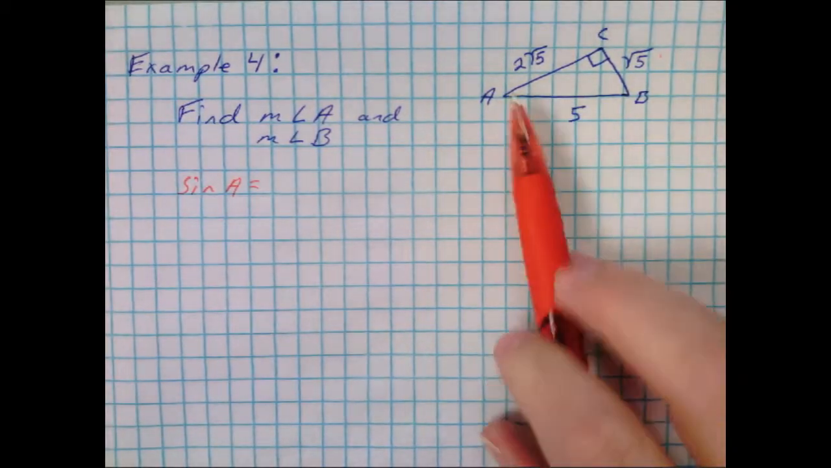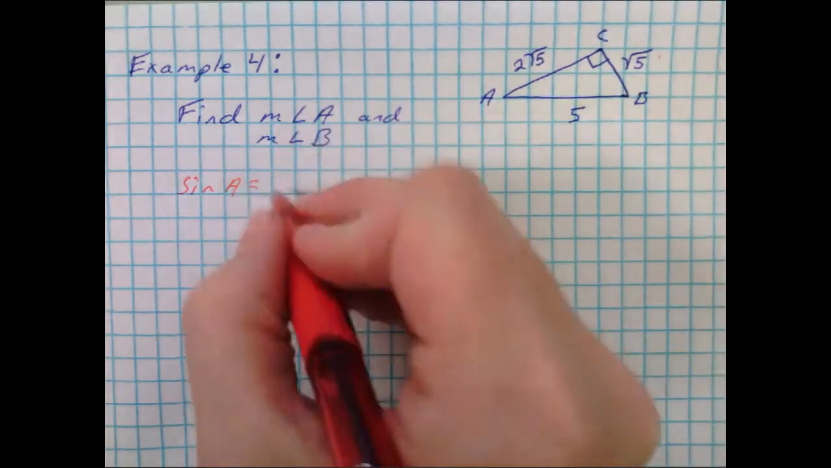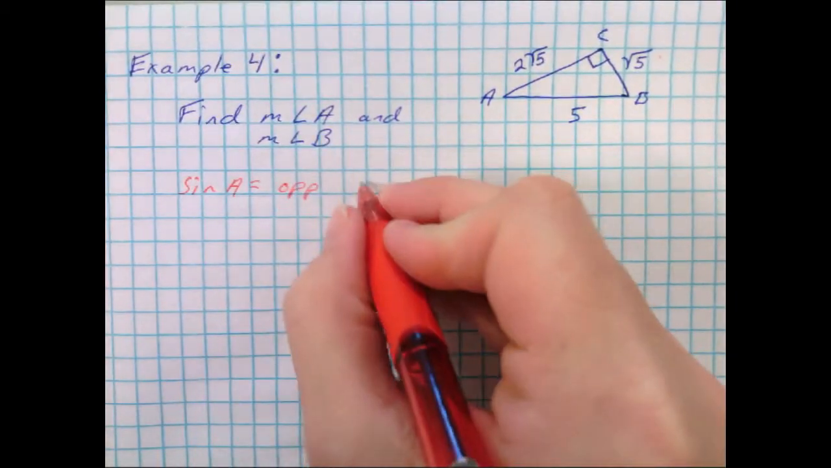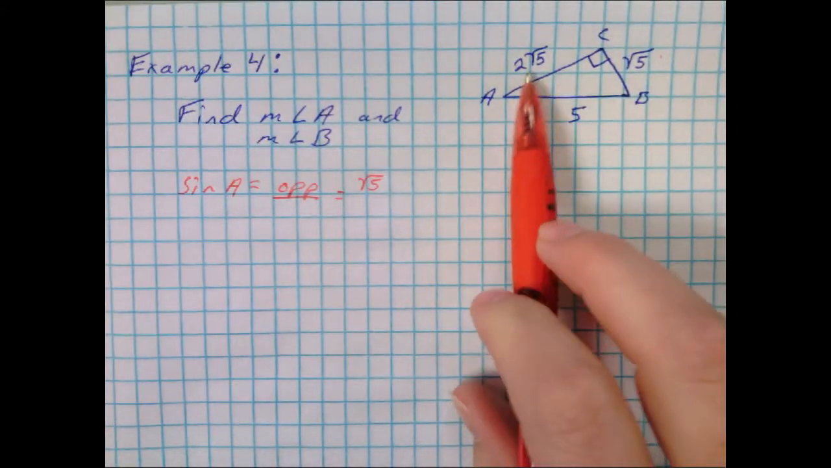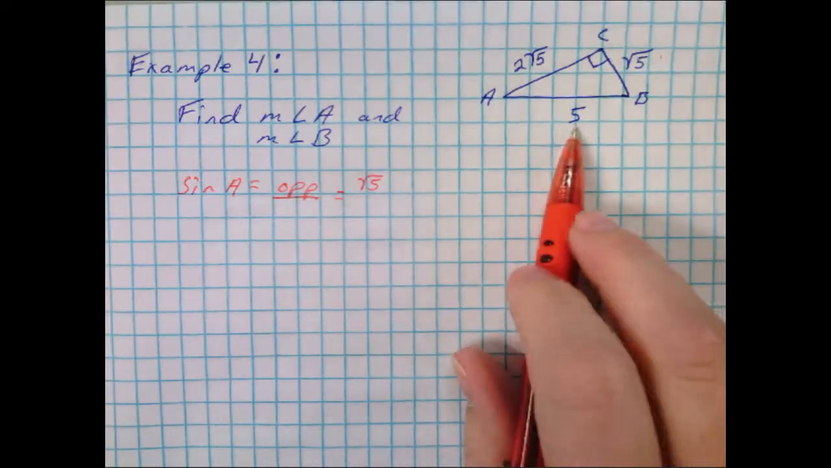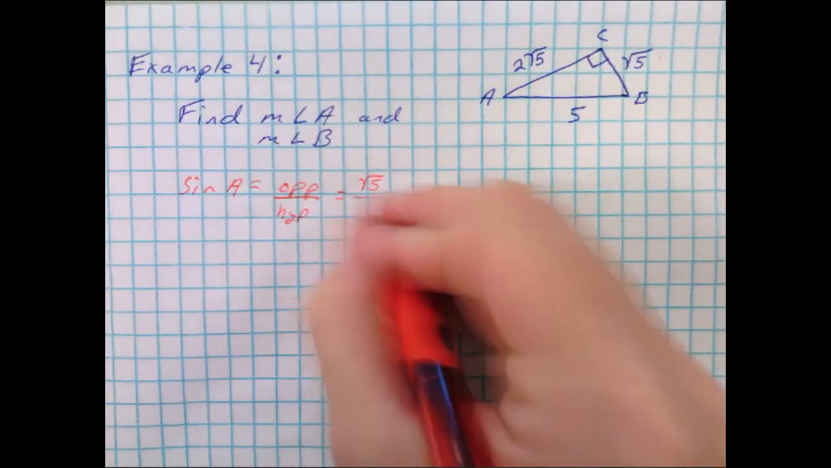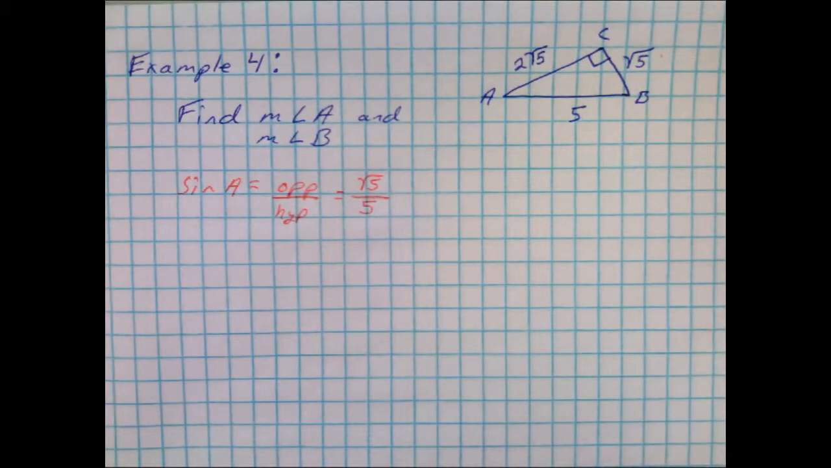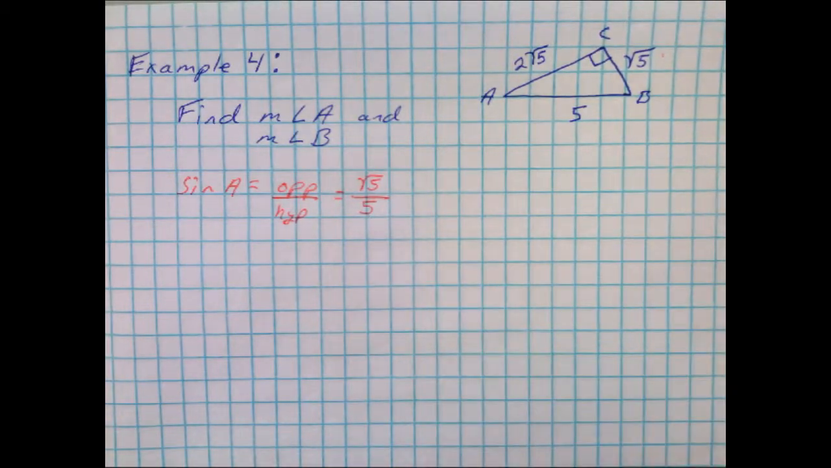So sine of A, if we're looking here at A, sine is opposite, which is our square root of 5, over hypotenuse. Hypotenuse is down here. Hypotenuse is 5. Okay? Great job. So, from here, I'm going to find what that is as a decimal on my calculator.